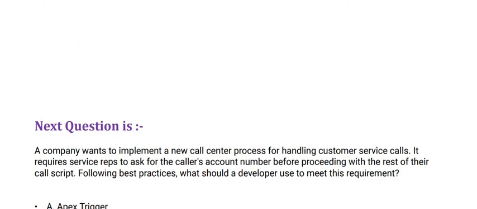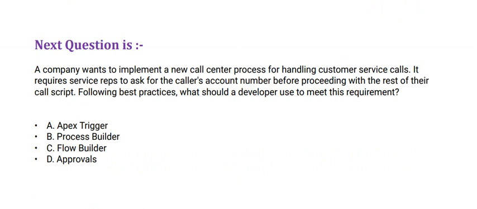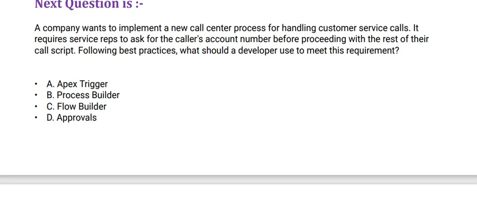Next question is: a company wants to implement a new call center process for handling customer service calls. It requires service reps to ask for the caller's account number before proceeding with the rest of their call script. Following best practices, what should a developer use to meet this requirement? Option A, Apex Trigger. Option B, Process Builder. Option C, Flow Builder. And option D, Approvals.